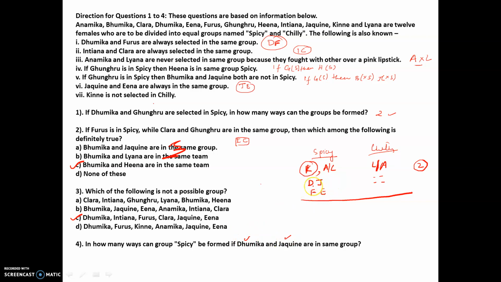So along with D, who comes into picture? F. Along with J, who comes into picture is E. Right? Now, suppose we had kept D and J out here. So along with D, who will come? F. Along with J, who will come? E. Now, these guys are fixed, right?